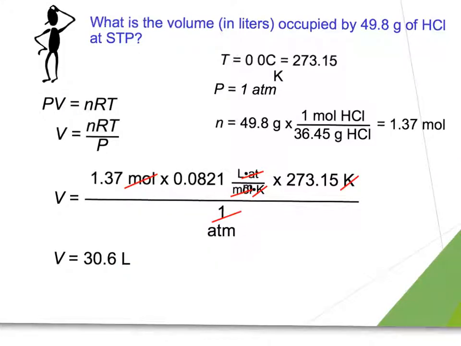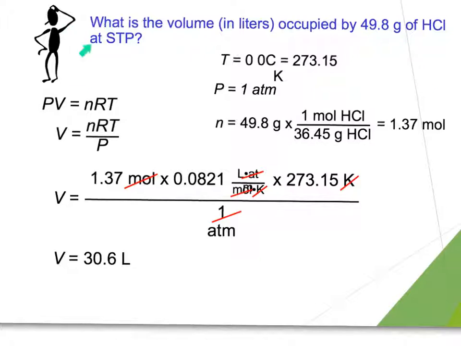Let's look at an example. Now the best thing to do when approaching these problems is to write out your equation and find out which components you have, what you must solve for, and then whether your components are in the correct units. Here we have the example. What is the volume in liters occupied by 49.8 grams of hydrochloric acid at STP?